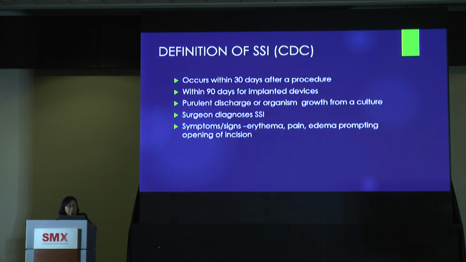So how do we define SSI? According to the Center for Disease Control, it's an infection that occurs in the wound within 30 days after an operation. And for implanted devices like hip replacements, vascular access devices, it's now considered 90 days. It came from 1 year. Okay. So how do you diagnose? They say that if you see purulent discharge, or there's organism growth from a discharge in a wound, or if the surgeon says that he has an SSI, very unlikely, or if there are symptoms and signs of erythema, so dolor, calor, rubor, prompting opening of an incision, that is a surgical site infection.